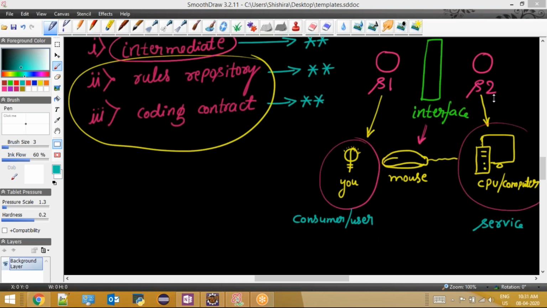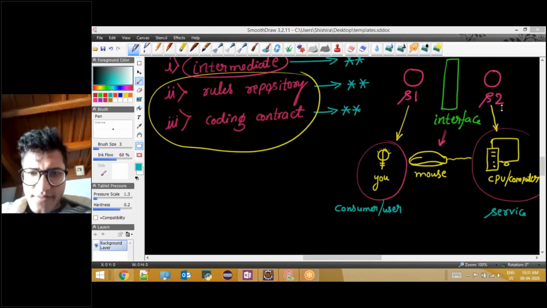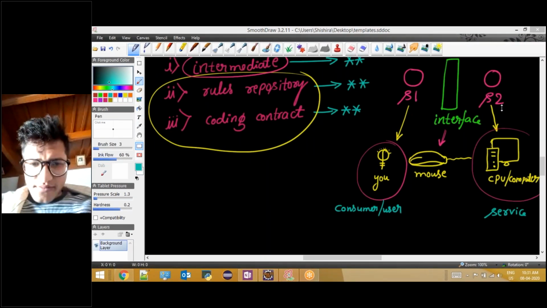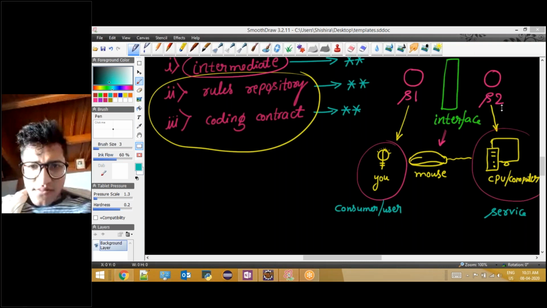It is for others. So here the patient is considered the consumer and the doctor is called the service provider. So doctor is an object who provides the services to the patients. Here the patient is considered a consumer or the user and the doctor is considered the service provider. Since the doctor is an object who provides the services, it is called a service provider.